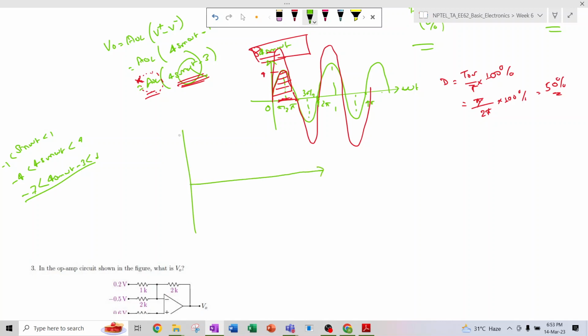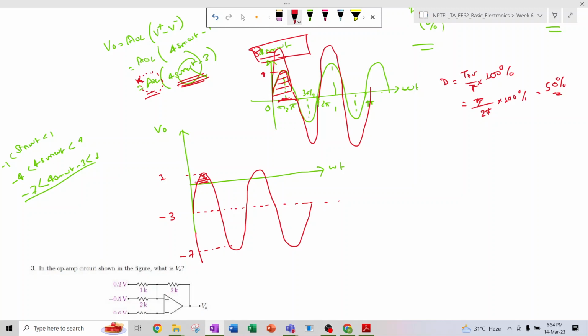If this is the x-axis, the omega t axis, and this is the VO axis, then with respect to minus 3 it oscillates, right? So it will go to 1, so it will be like this, right? So it will vary from minus 7 to 1. So you need to find out this entire period, throughout which the signal is on.